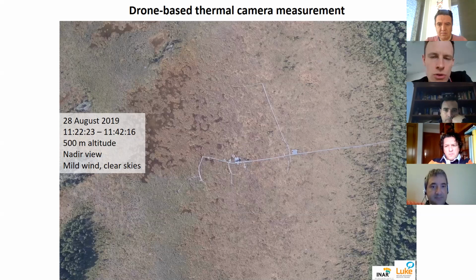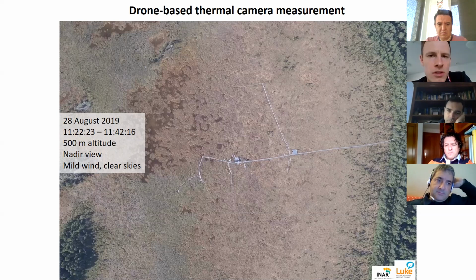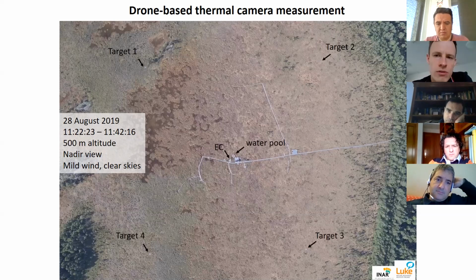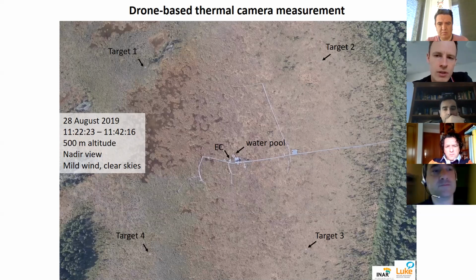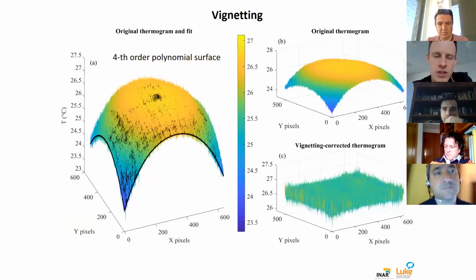The drone is able to hover for 20 minutes at this altitude. So this approaches the half-hour typical averaging time that's accepted in meteorology and environmental monitoring. The 4 targets are now marked by the arrow, and the eddy covariance is in the center of this area, and the water pool is also there. So you see, there's quite a bit of heterogeneity.